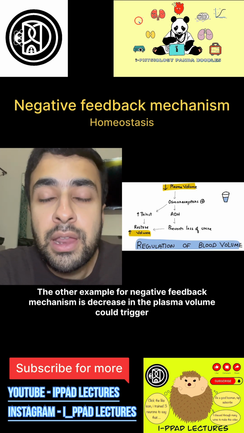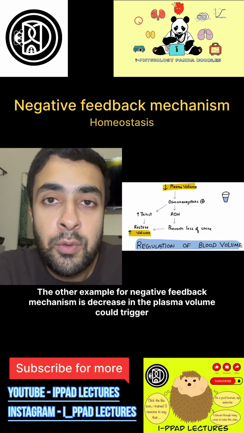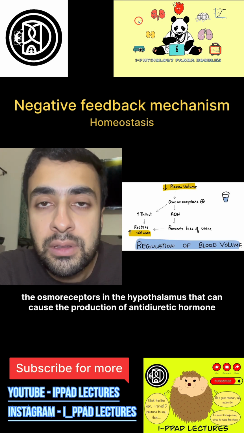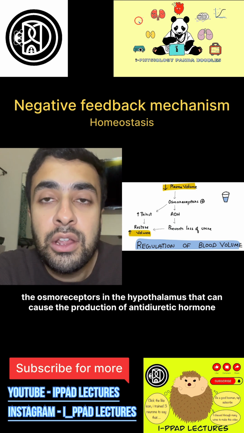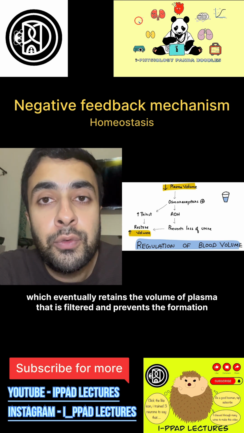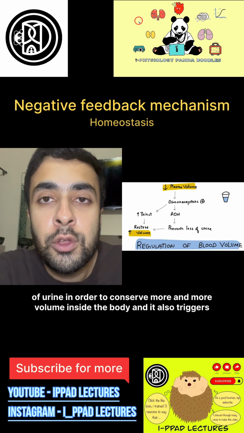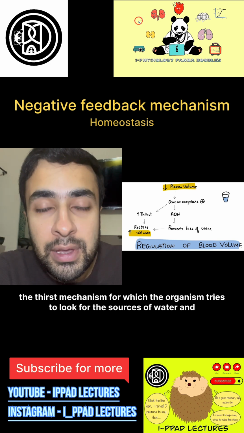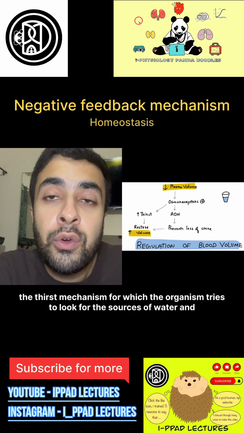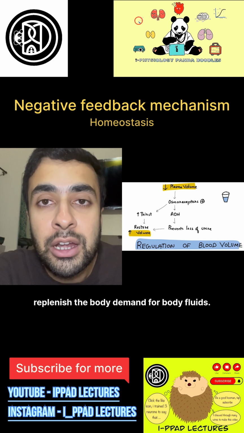The other example of a negative feedback mechanism is that a decrease in the plasma volume could trigger the osmoreceptors in the hypothalamus, which can cause the production of antidiuretic hormone, which eventually retains the volume of plasma that is filtered and prevents the formation of urine in order to conserve more and more volume inside the body. And it also triggers the thirst mechanism, for which the organism tries to look for sources of water and replenish the body's demand for body fluids.